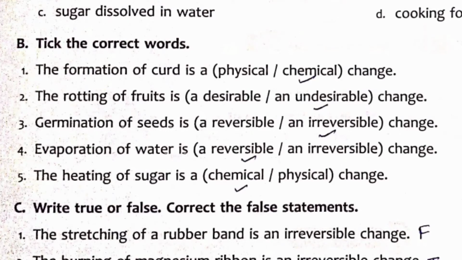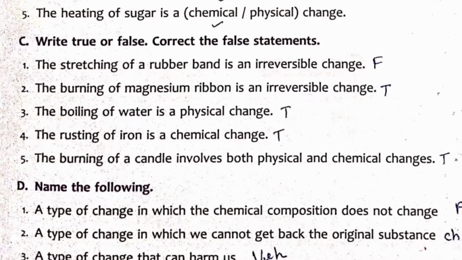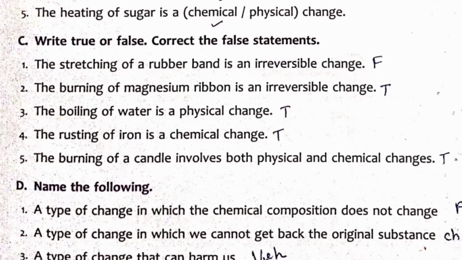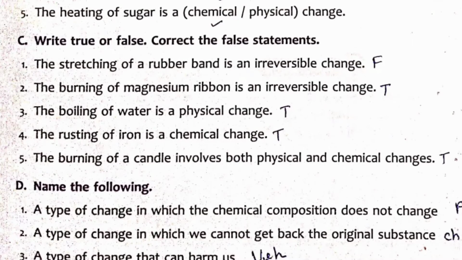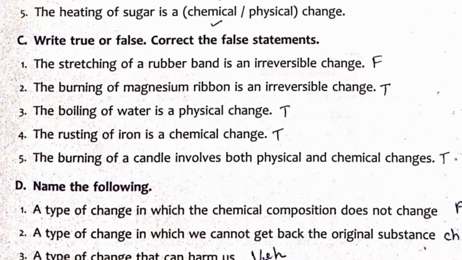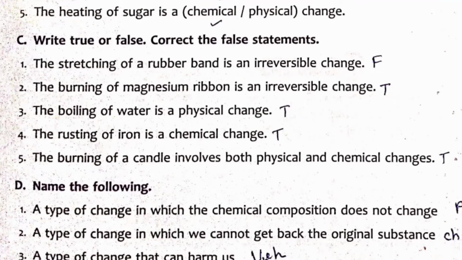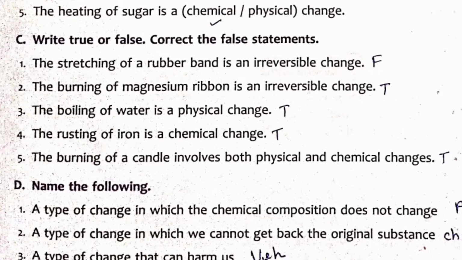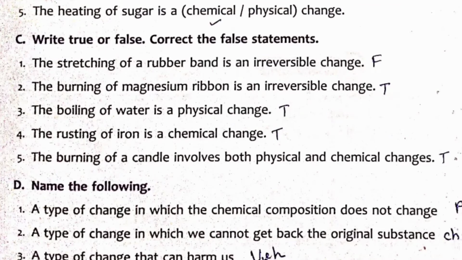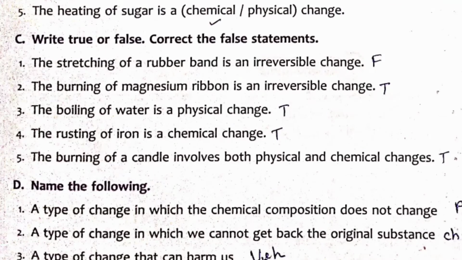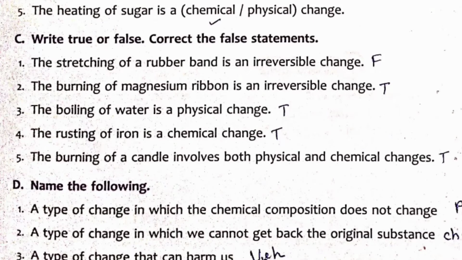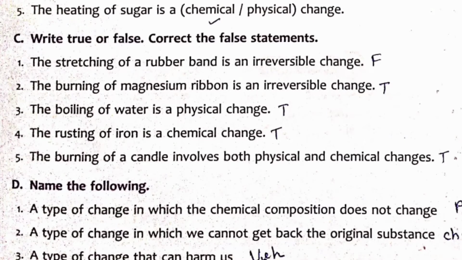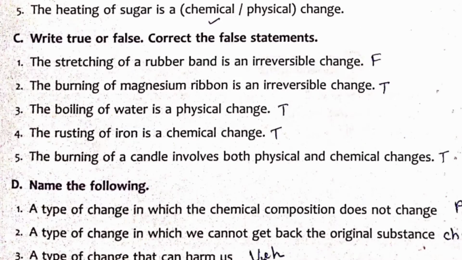Correct the statement if false. So first statement is, the stretching of rubber band is an irreversible change. It is a false statement. The correct statement is, the stretching of a rubber band is a reversible change, because rubber again comes to its own original position, its original shape. Second number is, the burning of magnesium ribbon is an irreversible change. Yes, it is a true statement.